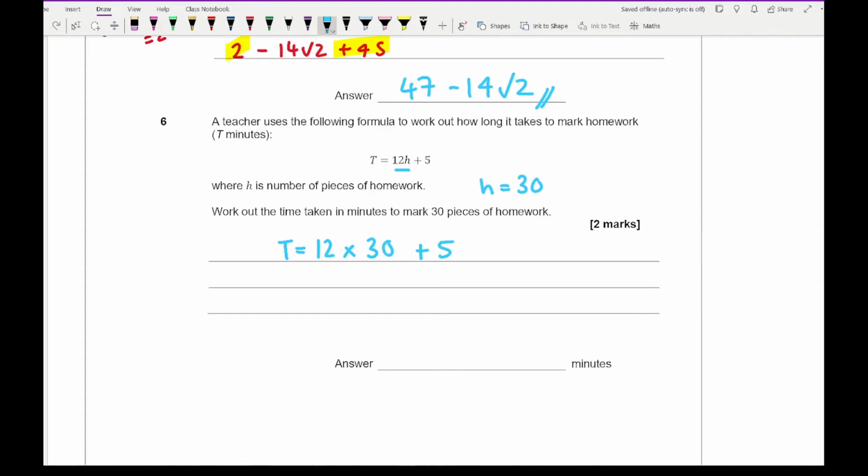Now 12 times 30, again, you can use any form of multiplying you wish. You can use a column method, use a grid method. It's entirely up to you. But let's just quickly do that. So it's 360. So we've got 360 plus 5. So it's going to be 365 minutes.